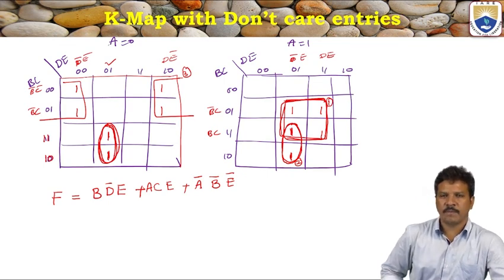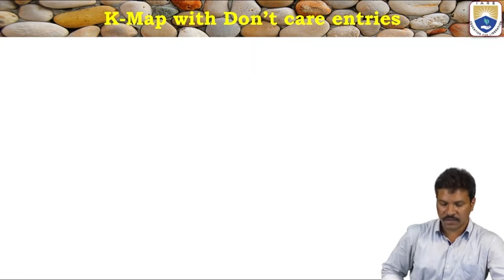So it is very important to take two 4 variable K maps, one with A is equal to 0 and another with A is equal to 1. Then we can follow the steps and minimize the function.